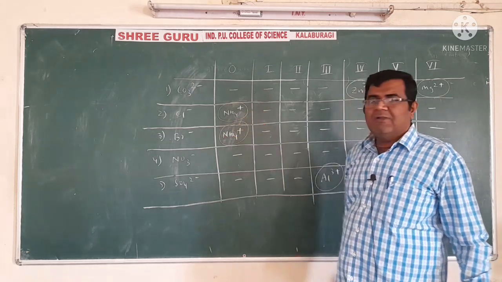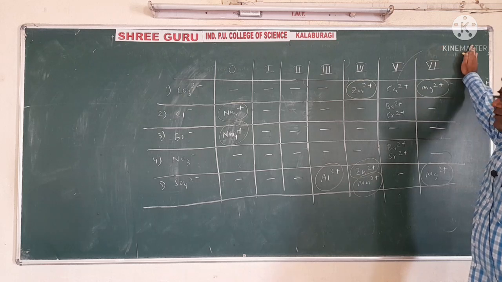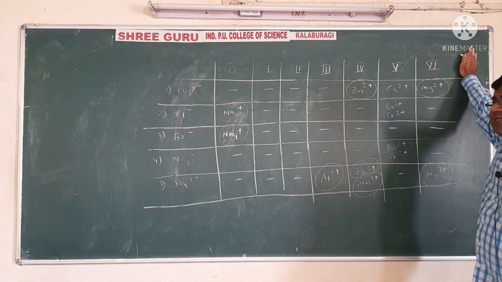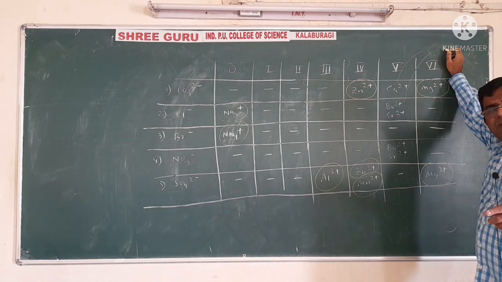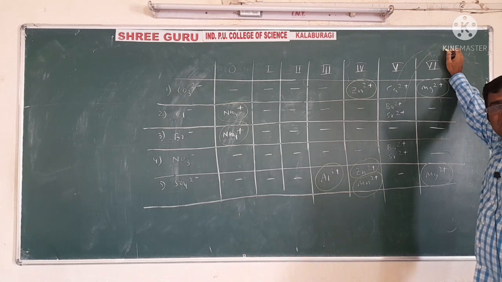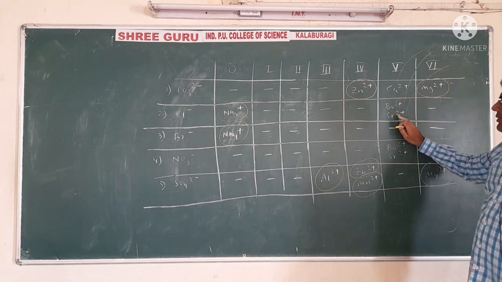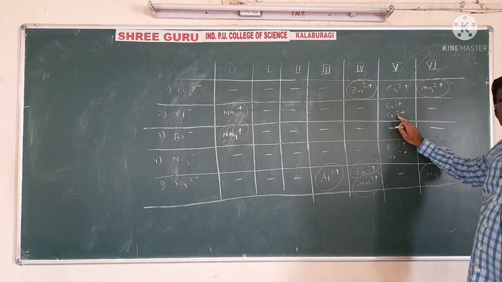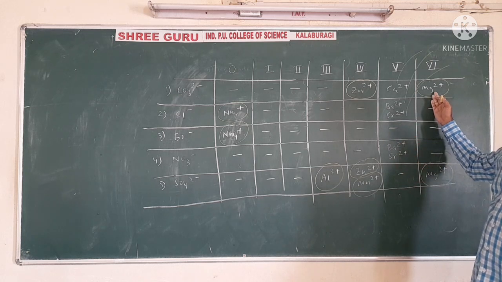Same here. What about calcium? Ammonium oxalate, white precipitate. And which type of flame color? Brick red. Barium, potassium chromate, yellow precipitate. What is the flame test color? It is apple green. Strontium, ammonium sulfate. Color? Crimson red. Same here, I have already explained.